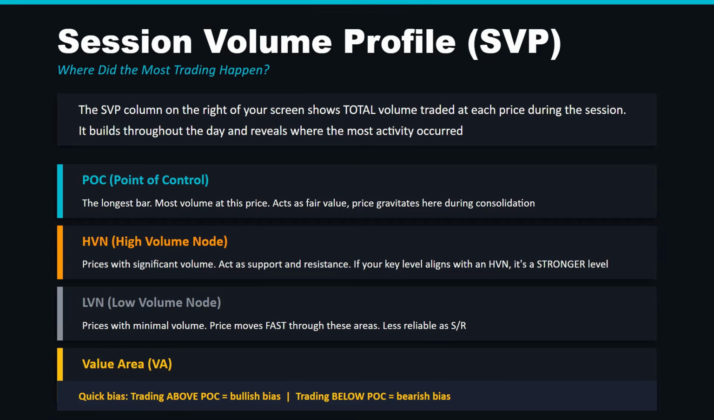But just for a quick tip, this is more for extension-based traders, not necessarily reversal-based traders. If price action is above the point of control, usually you would like to lean bullish bias, and if it's below the point of control, you would lean bearish bias.